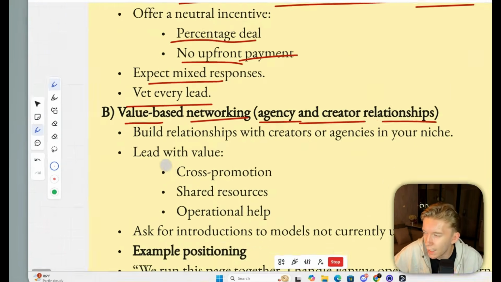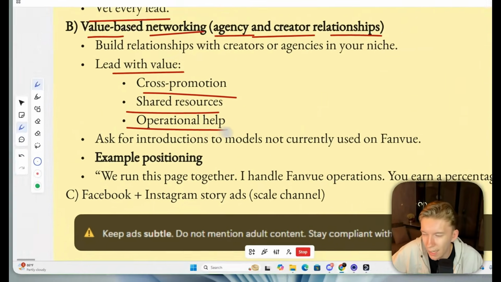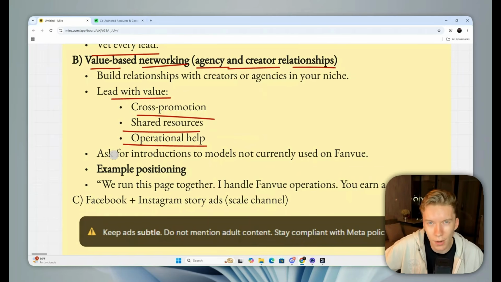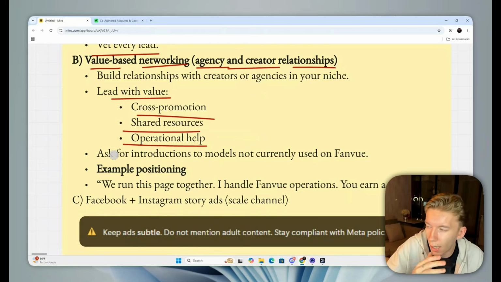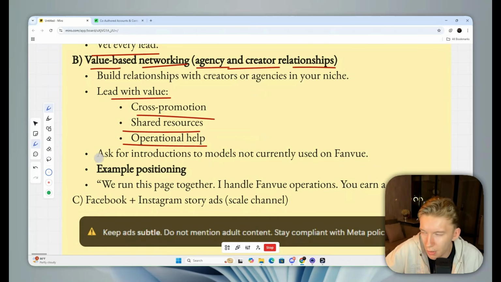Okay, and again, lead with value. Cross promotion, shared resources, operational help. Okay, this is again just to get the trust of these people that you're networking with, so they want to help you and you can help them as well. So again, make it seem like you've got value, because if you don't have value, they're not going to want to help you. They're not going to want to network with you, and they're definitely not going to want to give you their models to run, right? So be smart. And don't be one of those beggy, annoying guys just asking for stuff for free all the time. It's so annoying. Don't be one of those guys, okay?